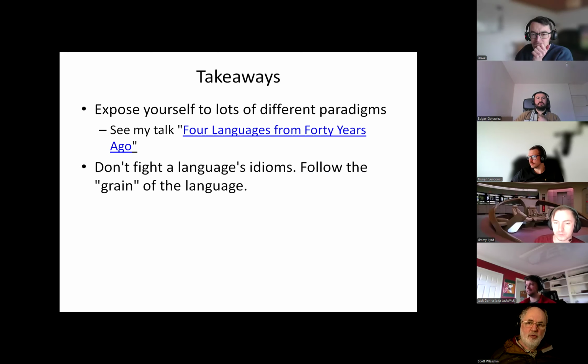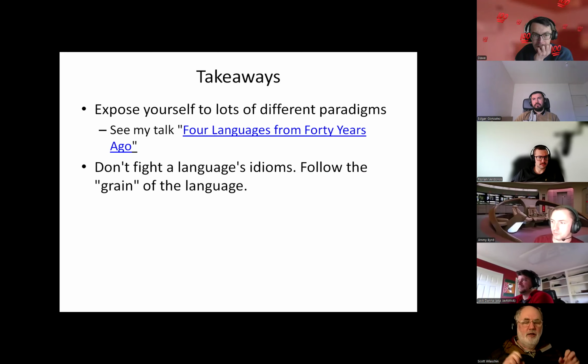And the other thing I learned when I was learning all these different languages: you don't fight the language. If you're an expert in Java or object-oriented programming, don't try and fit object-oriented programming into functional programming or logic programming, or vice versa. Figure out what the grain of the language is like, and follow that grain. Don't fight it, because it's very frustrating.